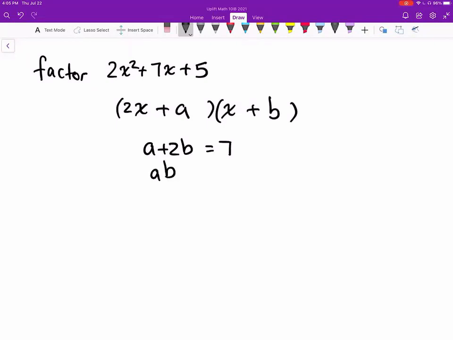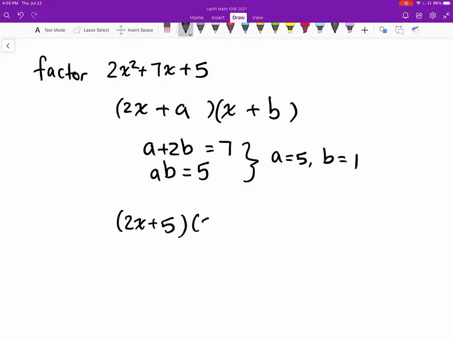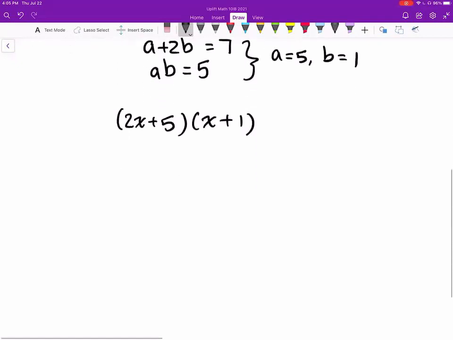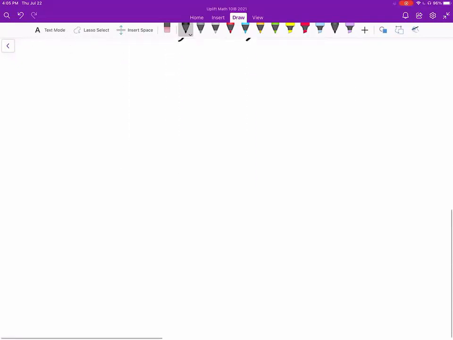Wait, is this how you do it? Yep. Okay. Good. And here we can see that a would have to be 5, and then b would have to be 1. And then we write it back out, substituting a and b with the numbers. Okay, I think that's enough review of last lesson.